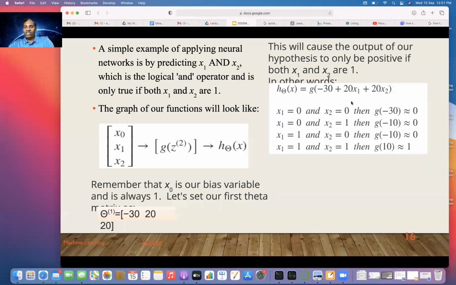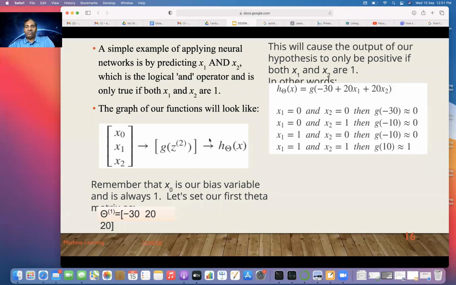You are computing minus 30 plus x1, which is 0 anyway, and x2 is also 0, then you are getting minus 30, which is less than 0, so it will produce 0. Similarly, when x2 equals 1, minus 30 plus 20 gives minus 10, which is also 0. For the other case also it is 0. Only in the case where both x1 and x2 are 1 does it become positive. So then we can predict this as a 1.